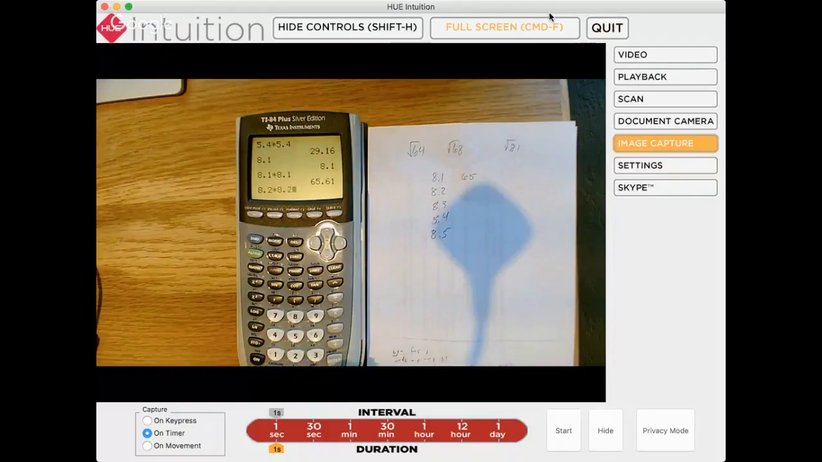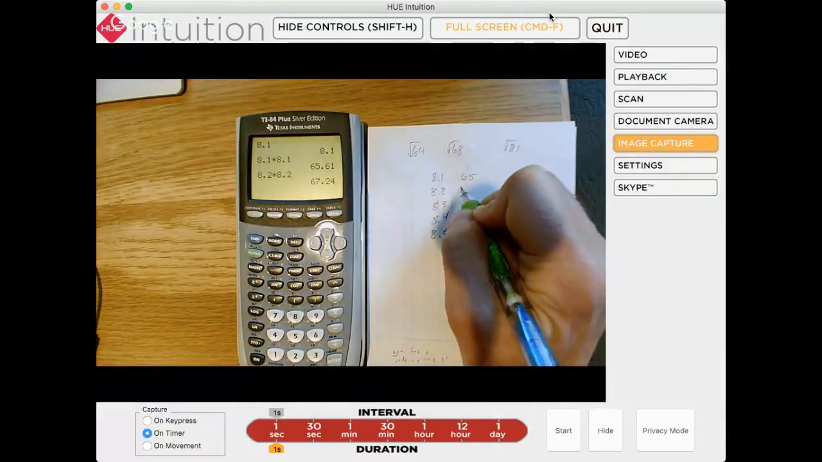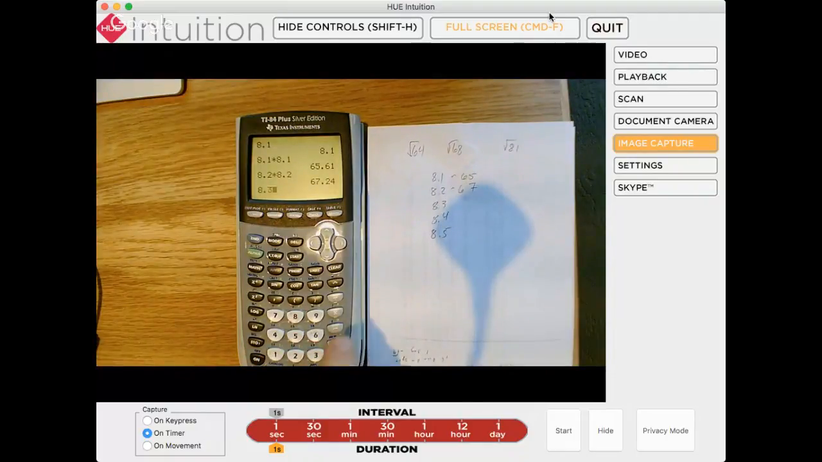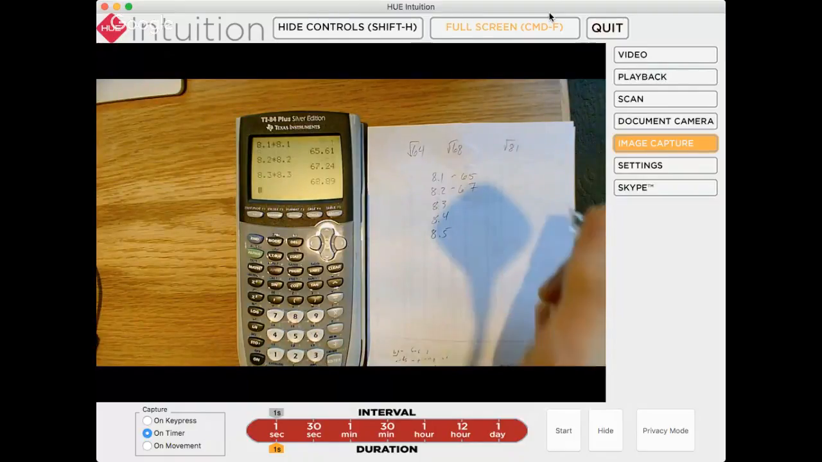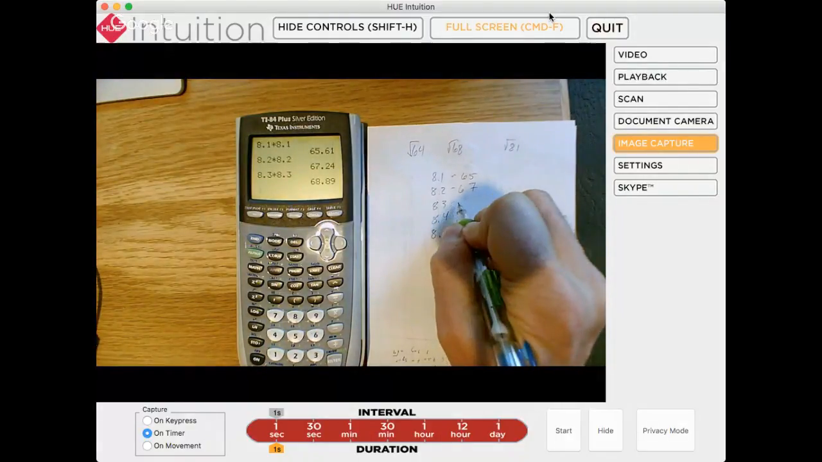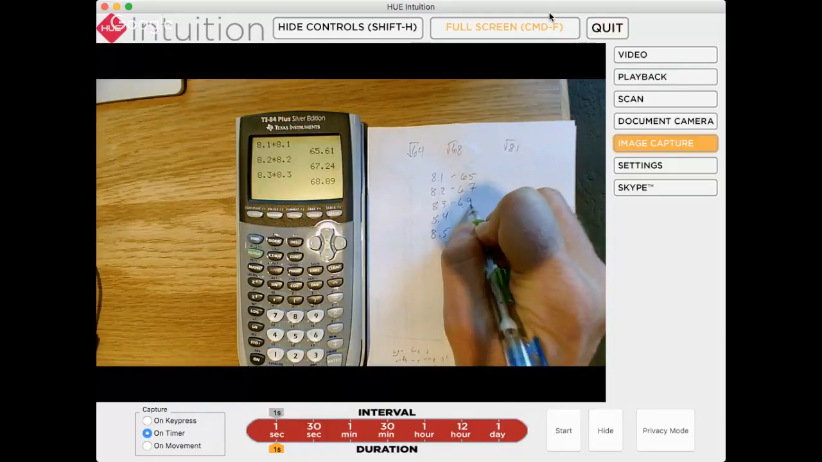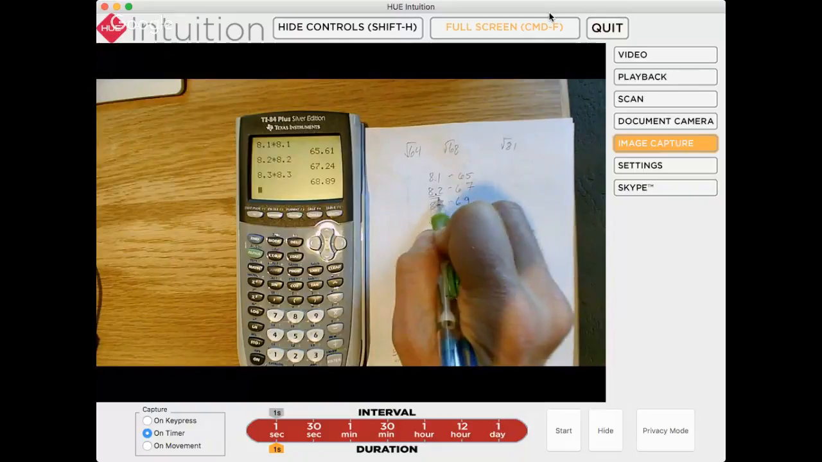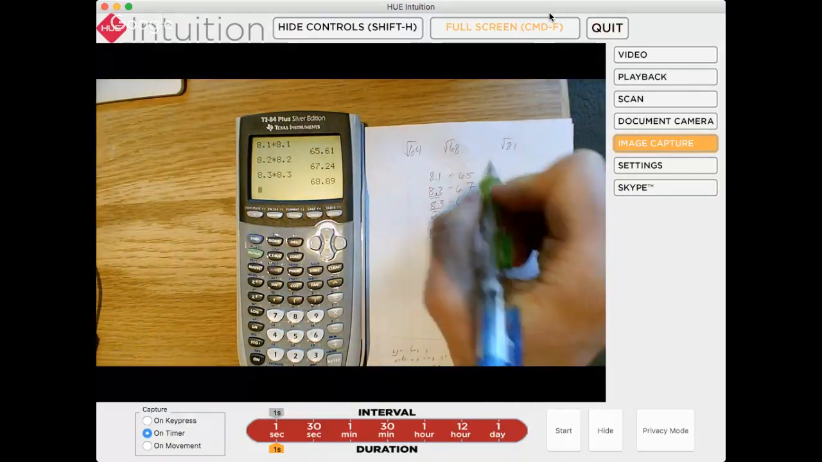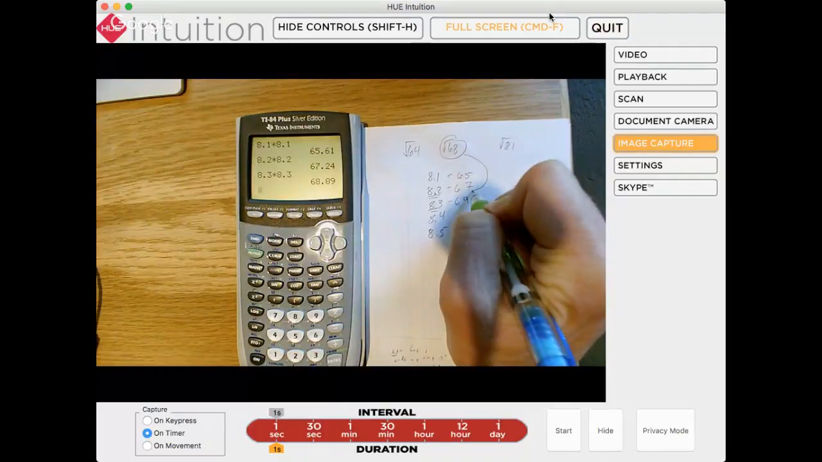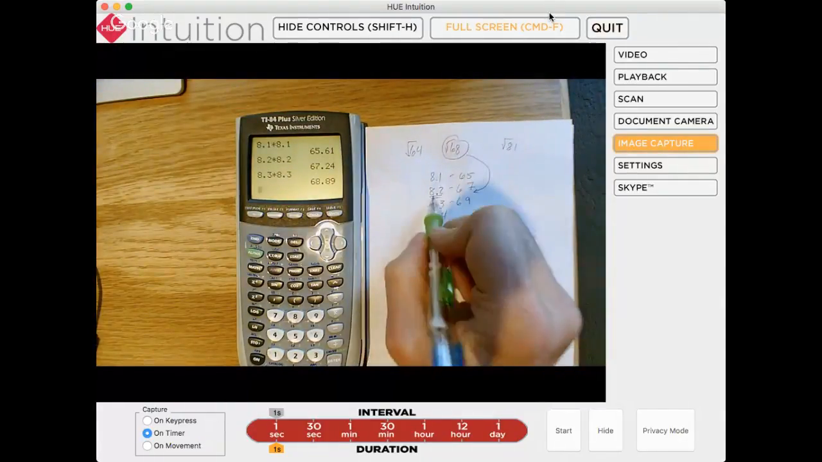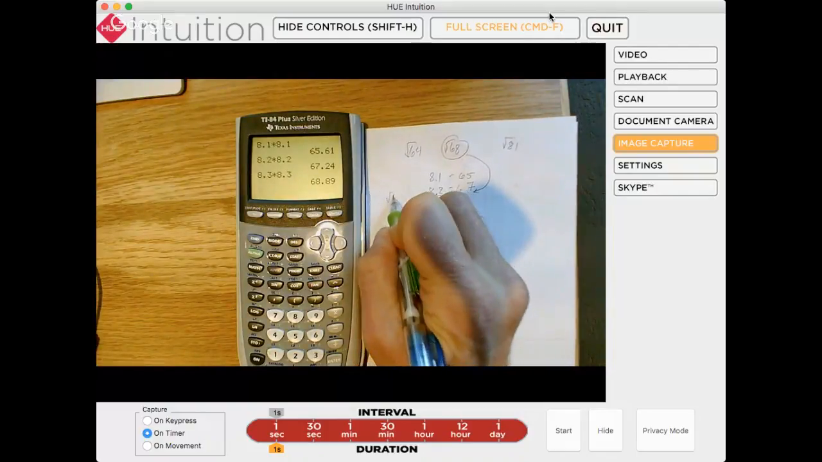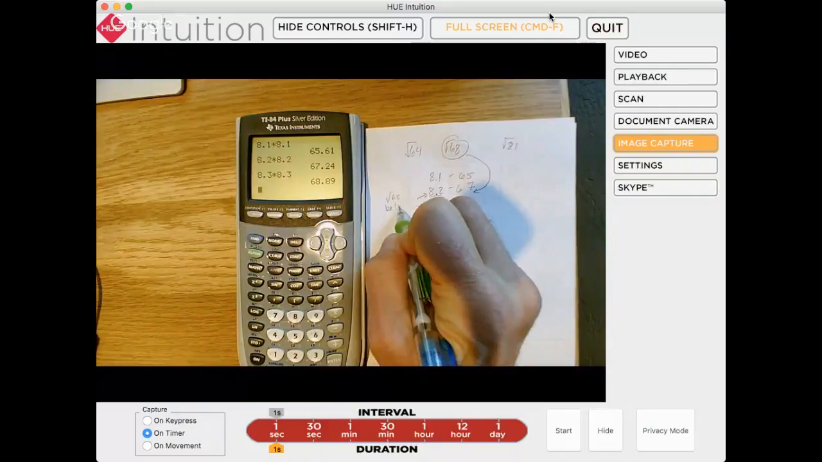8.2 times 8.2 is about 67. 8.3 times 8.3 is about, notice I'm going to round, about 69. Well, I've just found two numbers, 8.2 and 8.3, that are on either side of my 68, the square root of 68. So I know that the square root of 68 must be between 8.2 and 8.3.